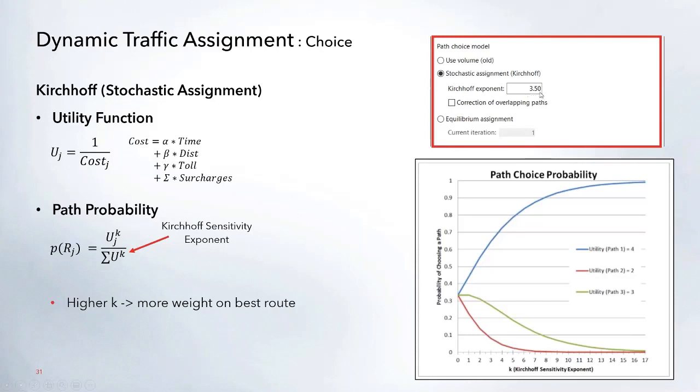In this case, you can select the exponent here, which is this little k. Higher values of k are going to put more weight on that best route that's going to have a higher utility, which in this case would be a lower cost. Here in the chart, you can see the utility for the blue line is 4. So this is going to be our highest utility function, whereas the green and red will be the lower ones. And you can see as the exponent increases, we'll have more of a probability of choosing this best path.